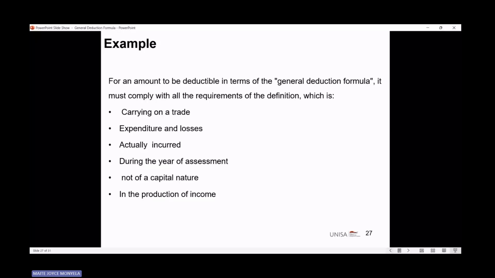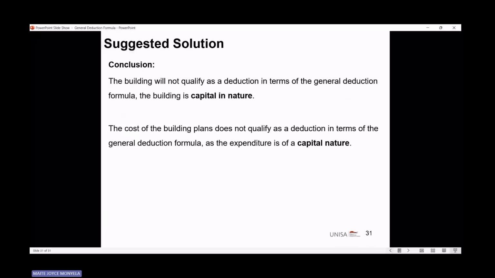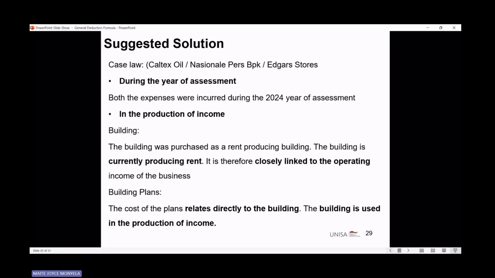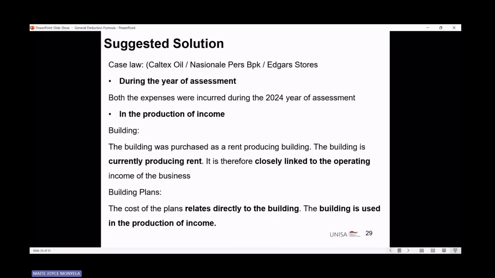I applied all the requirements, but all the requirements were met until the last one, not of capital nature. So we concluded that it will not qualify in terms of section 11, the general deduction formula. The other thing that I want to emphasize is the case law. Go through this question, this case law, and be able to apply it to support your answer.